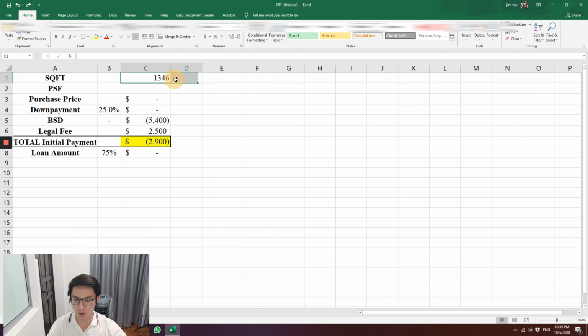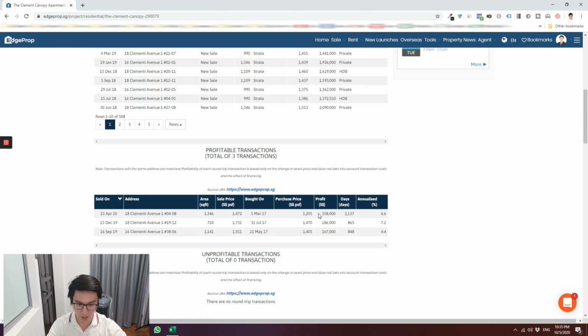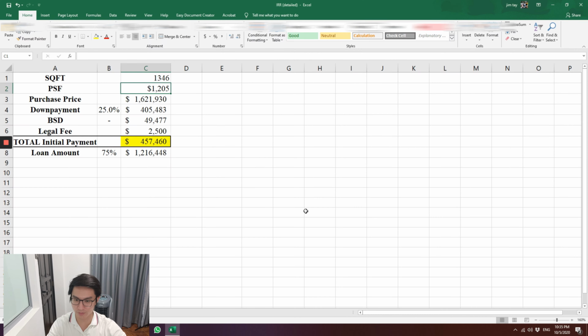Square feet, we have 1346 square feet. The price per square foot that it was bought at is 1205. Those were the initial prices. Let's go back and verify. Size 1346, purchase price 1205 per square foot. Okay, all these numbers are auto-populated, and your total initial payment is the sum of your down payment of 20%, your buyer's stamp duty of about 49,000, and your legal fees of 2,005. I will not be counting the minor fees such as the valuation in this process.